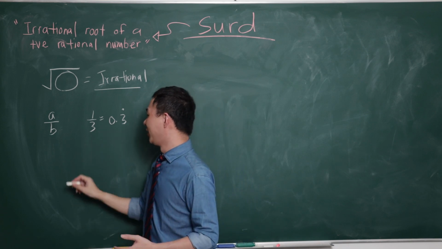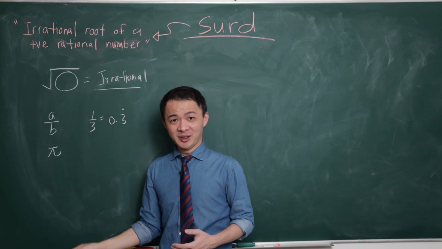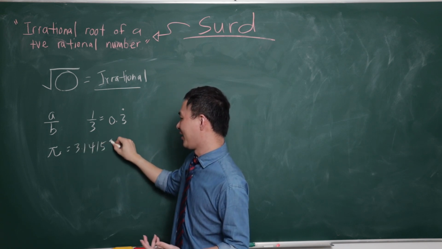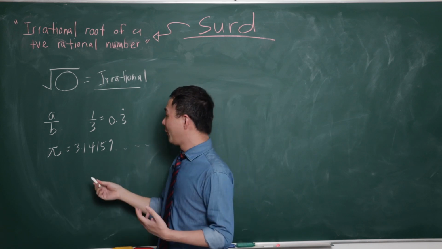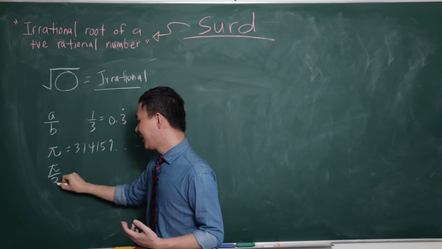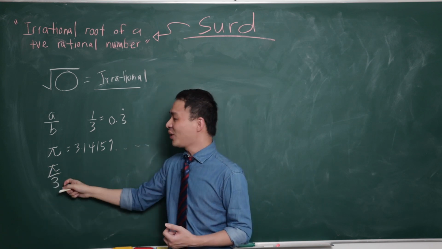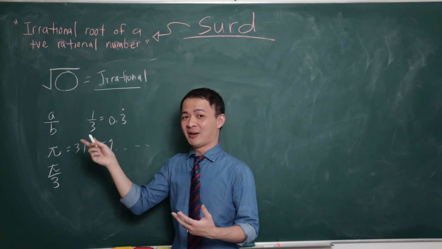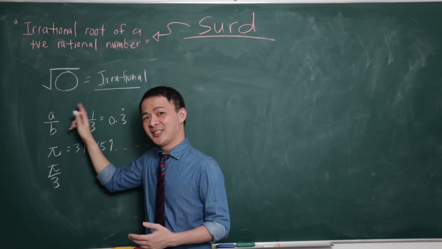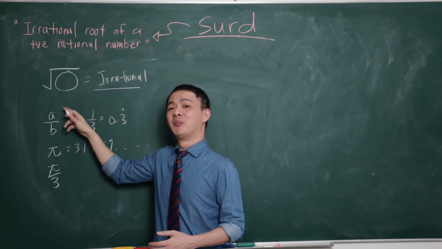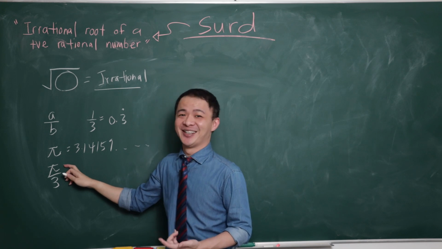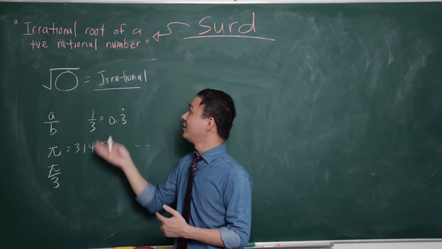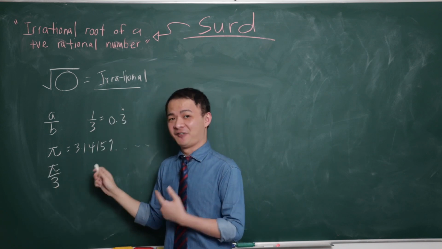I'll give you another example. We know pi is an irrational number because you have an infinite decimal for pi, something like 3.14159 and so on. But if I write pi over 3, it seems like a fraction. Is this a rational number? No, because in order to call it a rational number, we must be able to form a fraction where the numerator and denominator are both integers, and pi is not an integer. So this is the reason why pi over 3 is not a rational number, even though it can be written as a fraction.